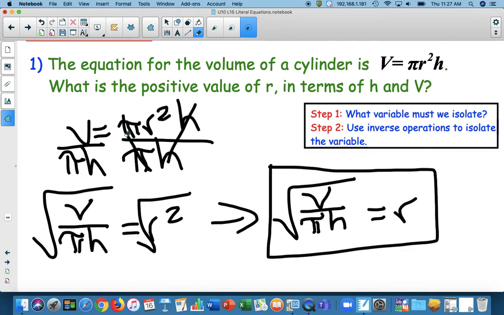So I divided by pi and h. I do that to both sides. And then I would need to get rid of the square here, so I square root. Since I have nothing to break down on the left side, I leave the square root sign over v and pi h. And on the right side, they cancel out, which leaves me with just r, which is what I'm trying to do. Okay? So that's your first one.